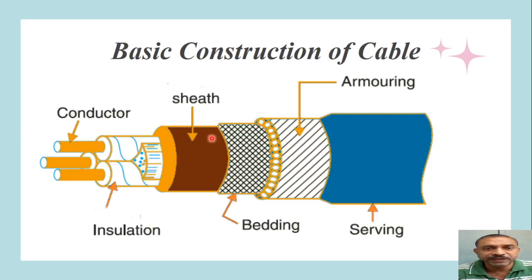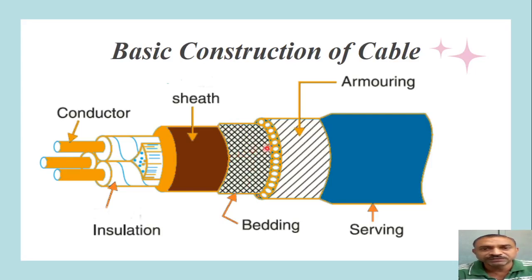Now, as the cable is in underground application, there is a possibility of corrosion of this metallic sheath by the different components present in the soil or by electrolytic action. So that should be prevented. For that, a layer of bedding is provided in order to avoid the corrosion of the metallic sheath.